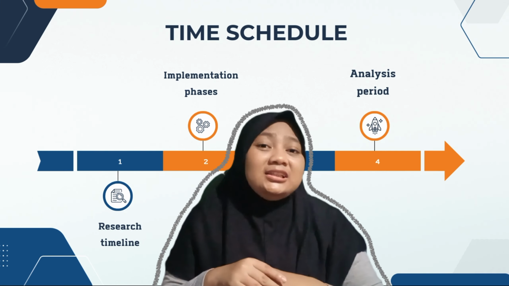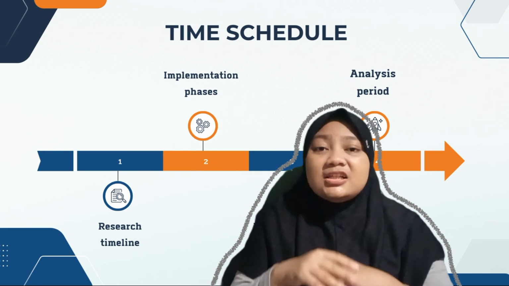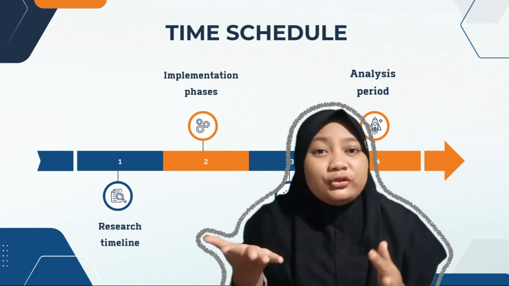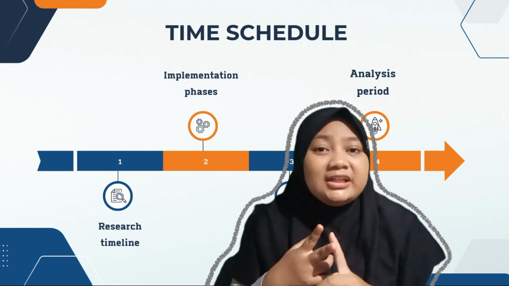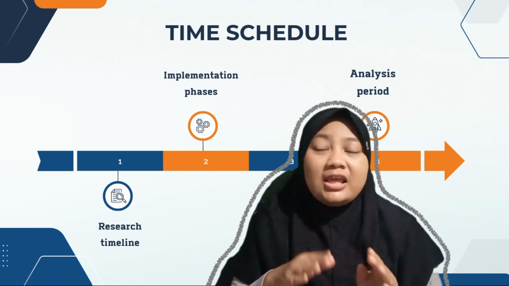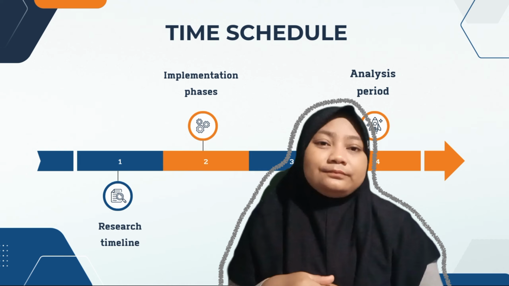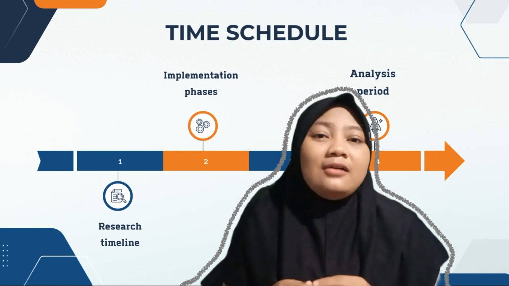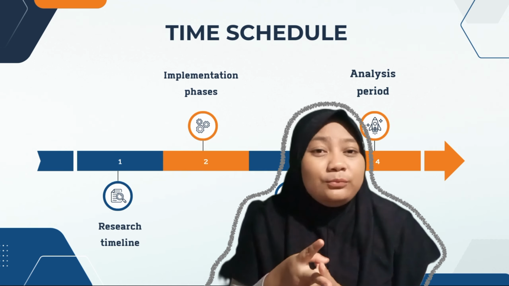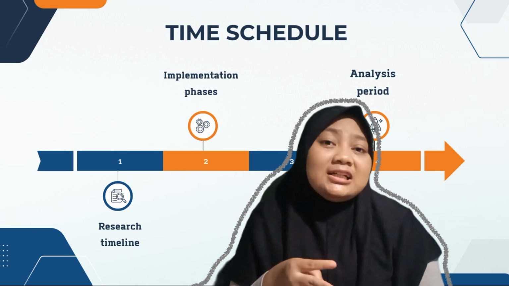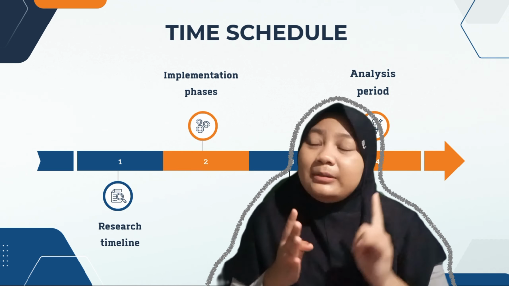Alright, the last part in the research method is time schedule. First is research timeline. Provides an overall schedule for the research project, including important stages such as preparation, data collections, and report writing to ensure the project stays on track. Next is implementation phase. Details each stage of the research process, including pre-test administration, the period of using the Busuu application, post-test administration, and evaluation of students' responses and learning progress.